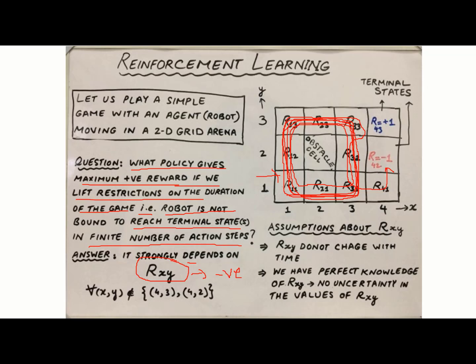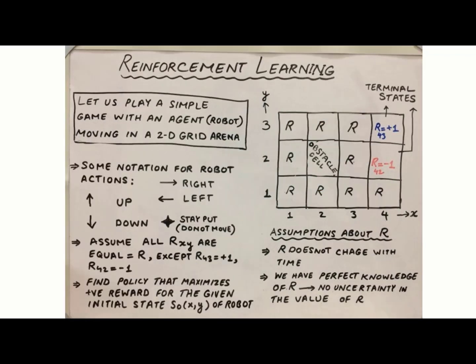So let's look at some of the scenarios in which, for different values of Rxy, the strategy or the policy of the robot differs. But before that, we have to define some notation for the actions. The up arrow means up, the down arrow means down, the right arrow corresponds to right, and the left arrow corresponds to left. We are, however, adding a new action, which is stay put. It means that we are instructing the robot not to move, so the robot is going to stay in the same grid cell.